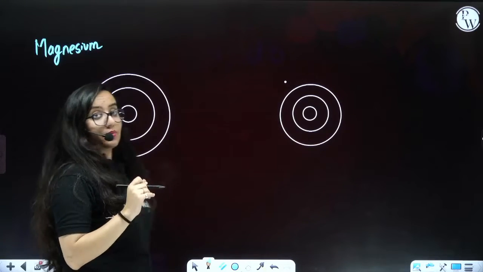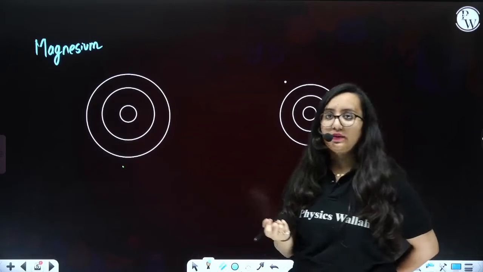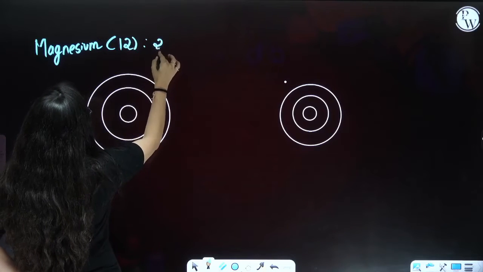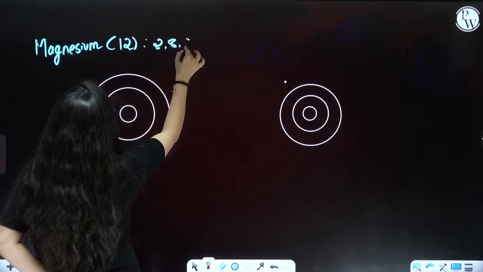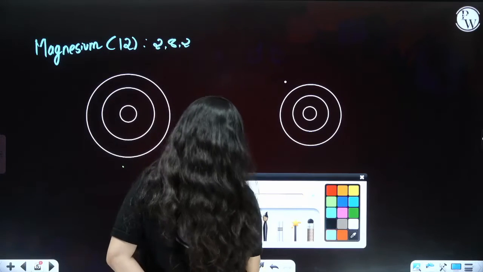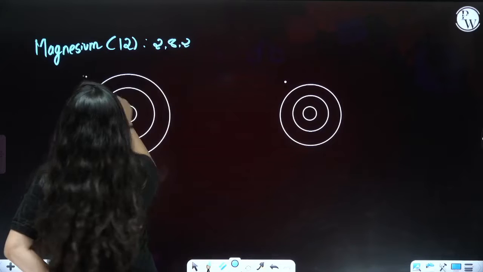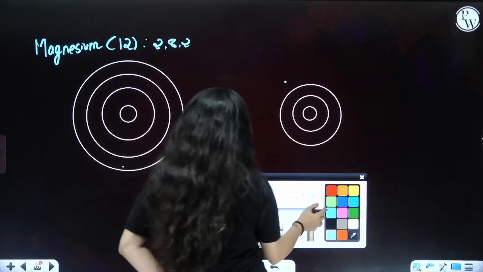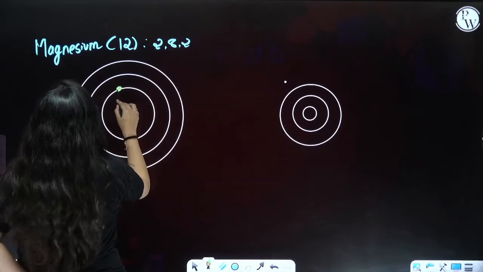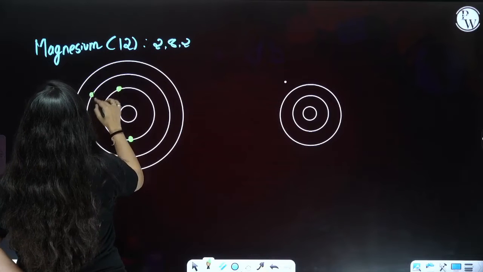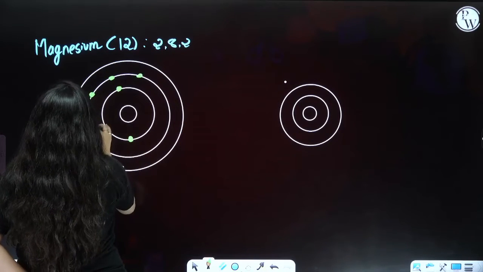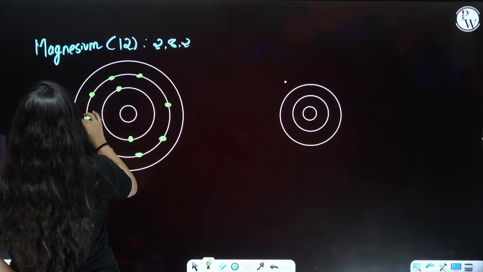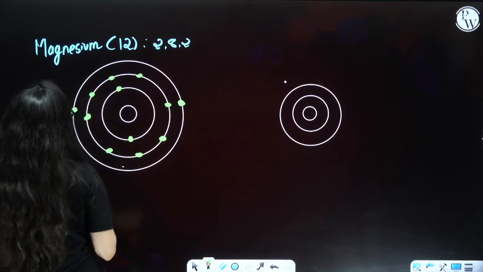What is the atomic number of magnesium? It is 12, right? Yes ma'am, it is 12. So what will be its electronic configuration? 2, 8, 2. We need one more orbit, so let us draw here. 1, 2, then 1, 2, 3, 4, 5, 6, 7, 8 electrons, and in the outermost orbit 1 and 2.